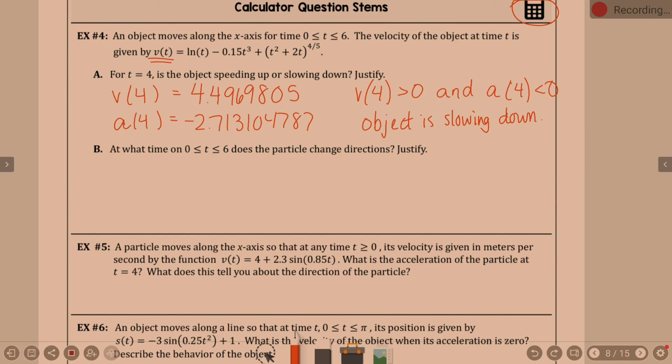Okay. At what time does the particle change directions? This is where you do want the graph. When does my particle change directions? When velocity is 0. Okay. How can I find when my velocity is 0 here? Where does it cross the x-axis? And so we can find our zeros. Remember that? Second, the trace or calc button. Number 2 is zero.